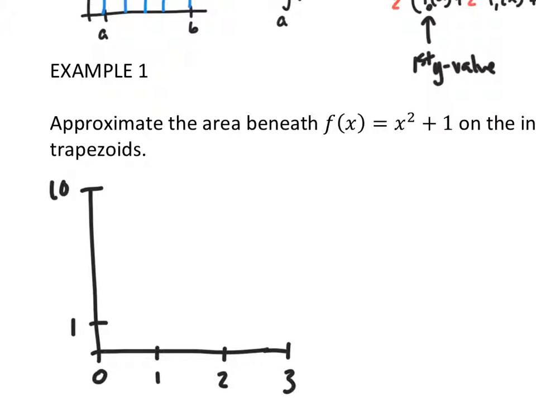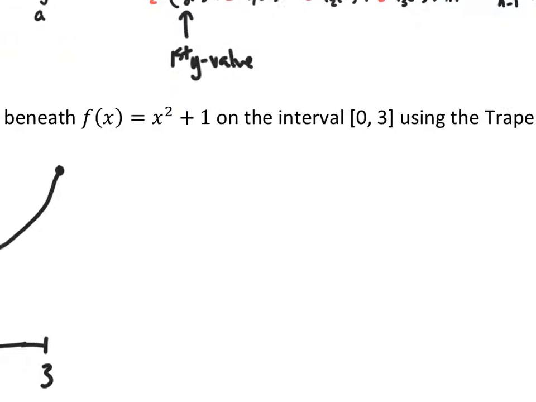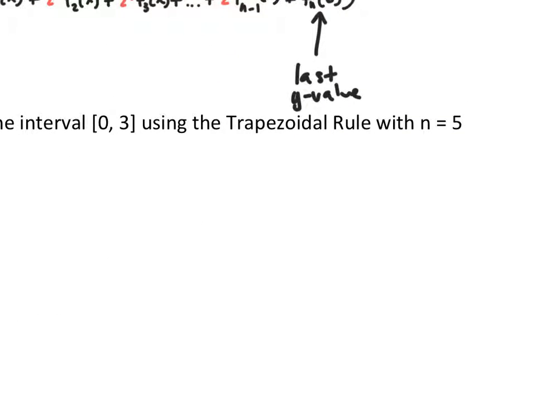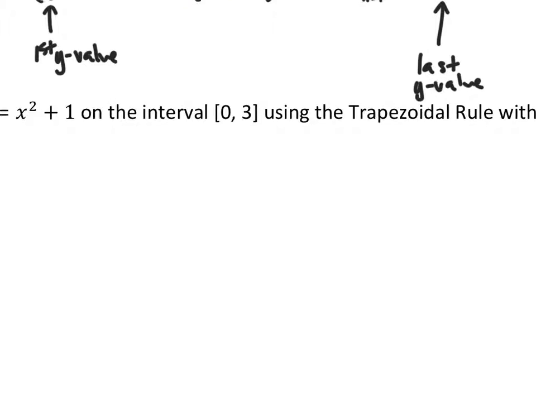If I plug in 1, we get 2. All right, so I have 0, 1. I have 1, 2. And if I plug in 2, what do we get? 5. And then we get 3, 10. All right, so we have this graph here. And I know it says n equals 5 trapezoids. Let's do that with n equals 3, just to make this a little bit easier for us.